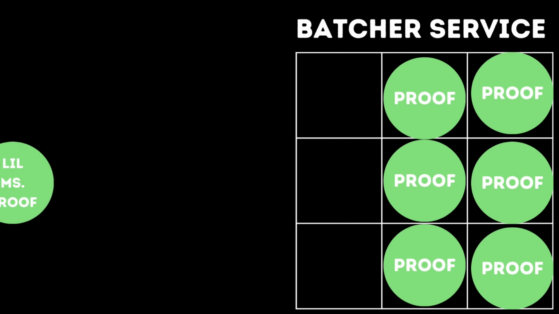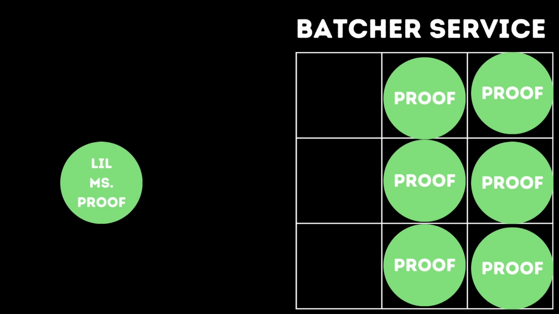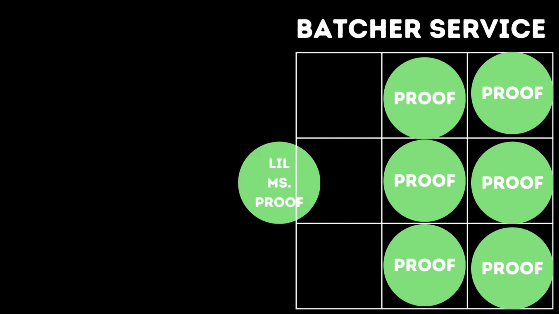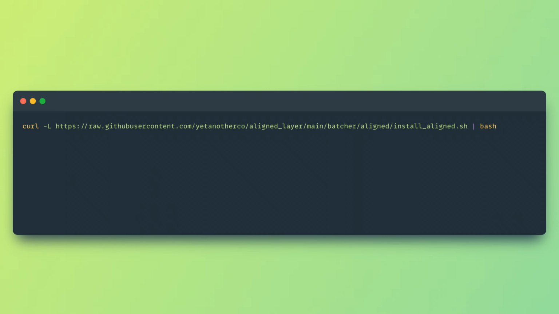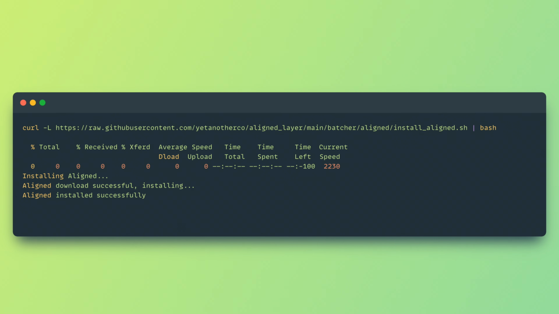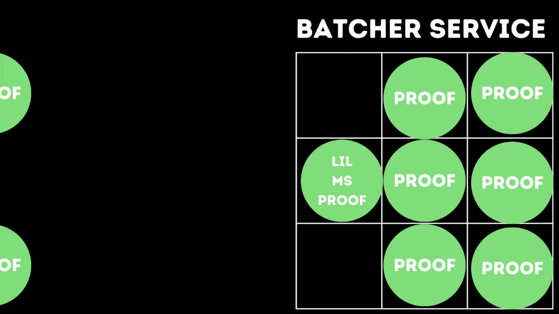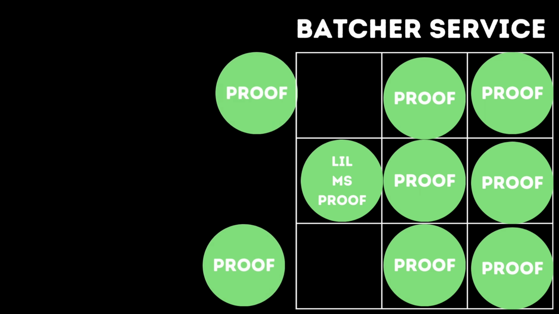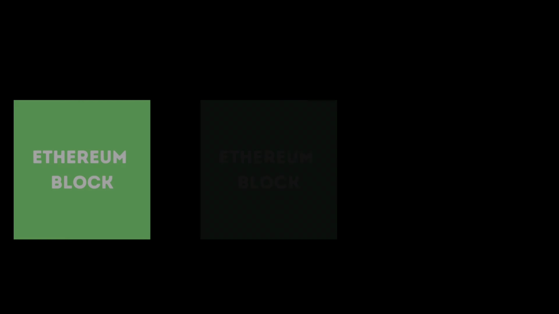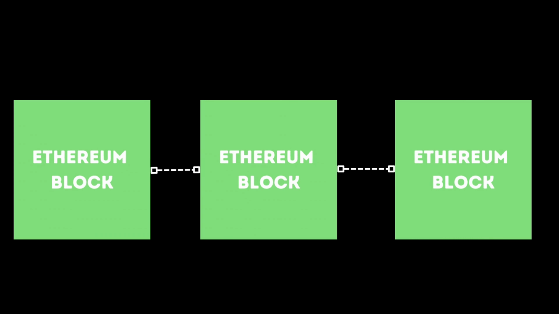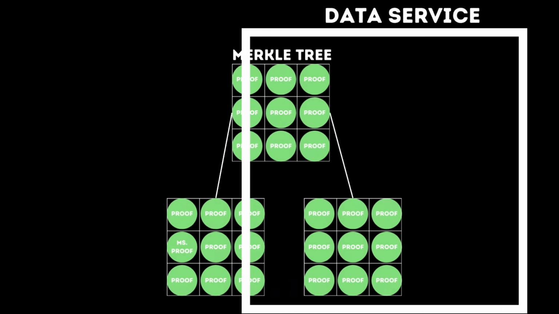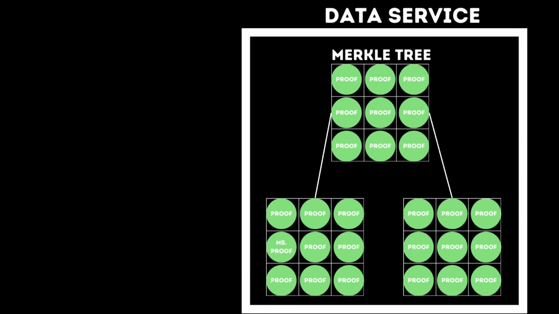The first stop for our friend Miss Proof is the batcher service. The batcher service, as the name says, collects the proofs from multiple users. We can send proofs using the Aligned CLI or SDK. So that Miss Proof doesn't get lonely, we can send multiple proofs to Aligned at once. This batching process goes on typically for 1 to 3 Ethereum blocks. From there, Miss Proof and her new friends are stored in a Merkle tree and uploaded to the data service.